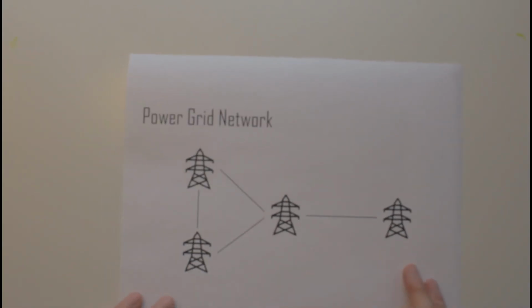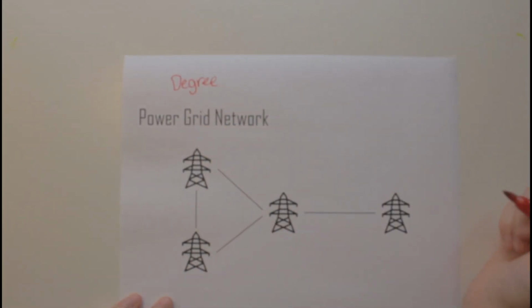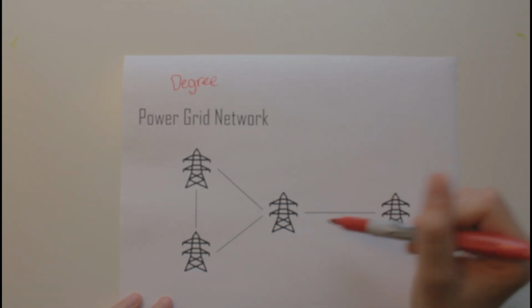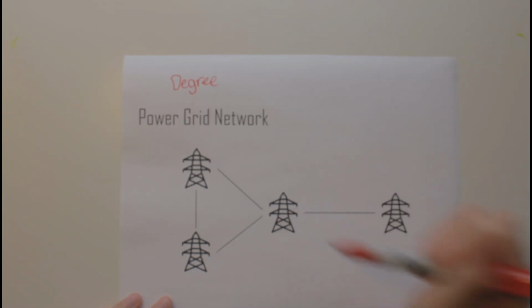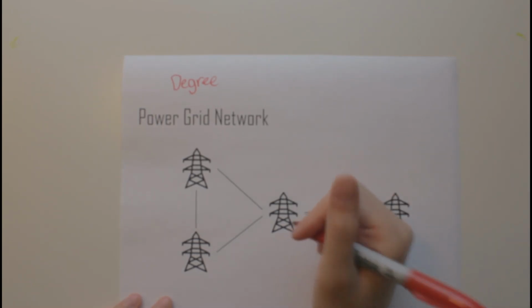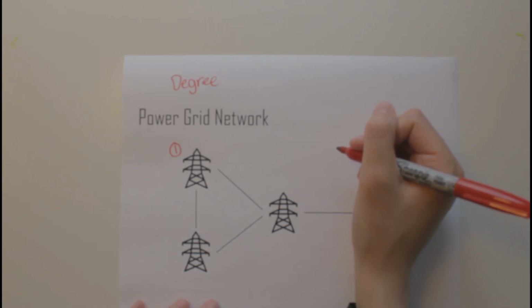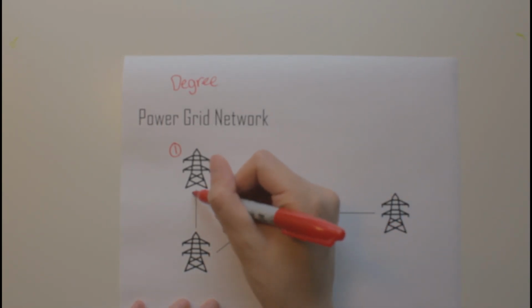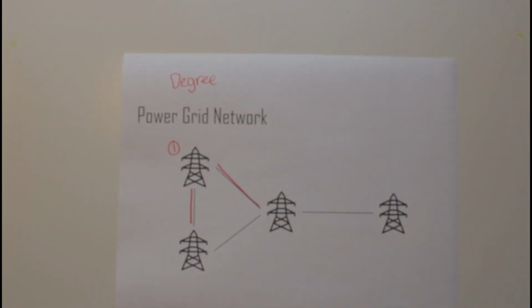Let's talk about another characteristic of graphs or networks, which is degree. Here we have a power grid network where the nodes are electrical towers and the links are undirected because with the power lines, electricity can run from one electrical tower to the other and also in the opposite direction. Now, the degree is a characteristic that belongs to an individual node. The degree is defined as the number of links to other nodes. So this node has degree 2, because it has 2 links to other nodes.